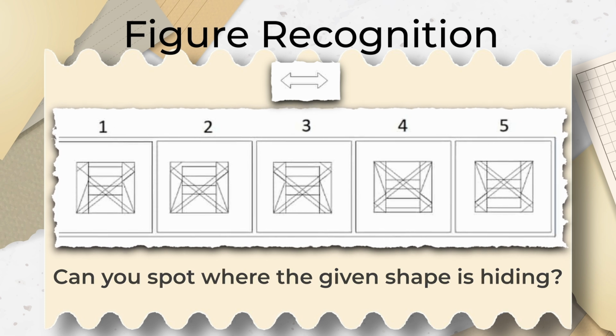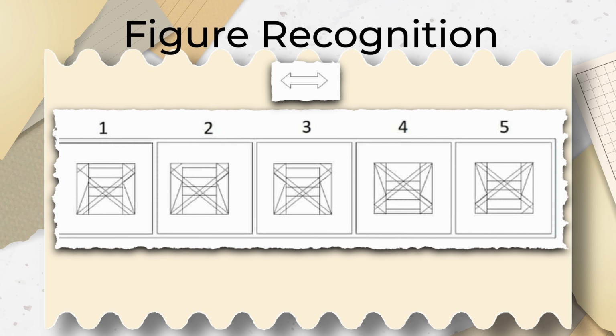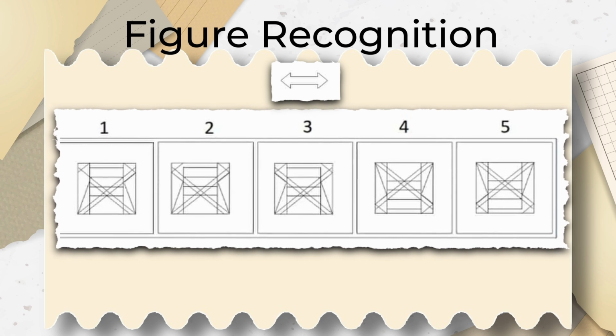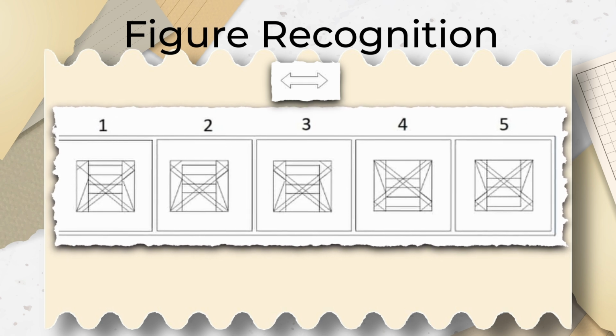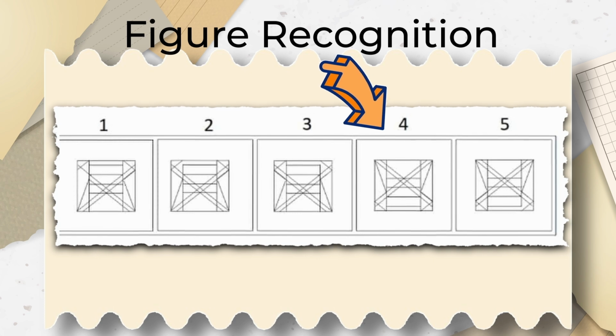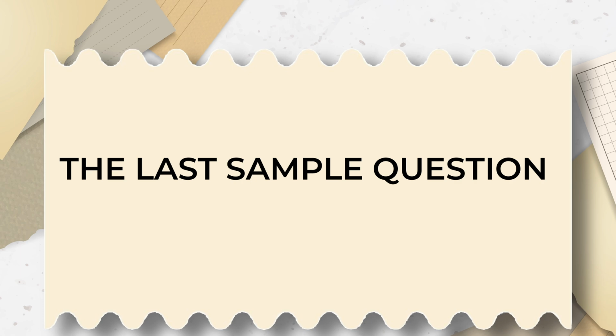The figure shows a kind of horizontal double arrow, where the part that connects the tips and the arrow's body is invisible. Despite a lot of other unrelated lines, you can see that the only option that contains such a shape with these features is the 4th one. Therefore, option 4 is the correct answer. So, that was the last section of the exam, and the last sample question in this video.